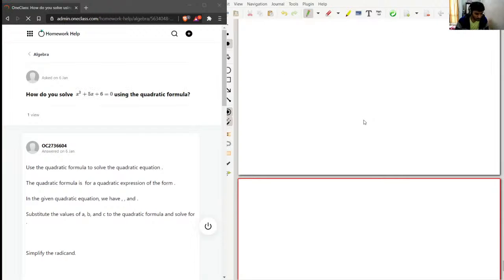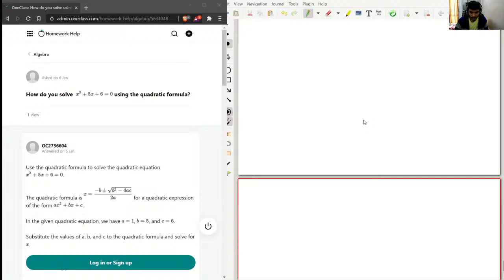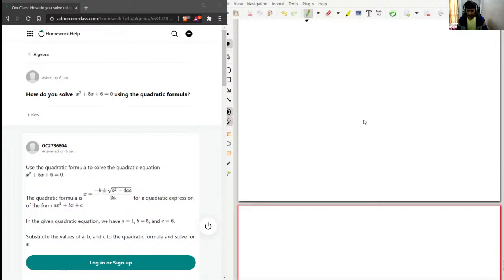And I think that this is going to be our last question for now, for the day. Question number 8. So we have x square plus 5x plus 6, and we need to solve this quadratic equation using the formula. Okay, so x square plus 5x plus 6 equal to 0, and we need to use the quadratic formula.